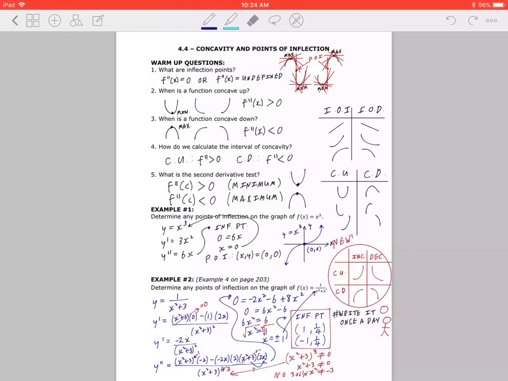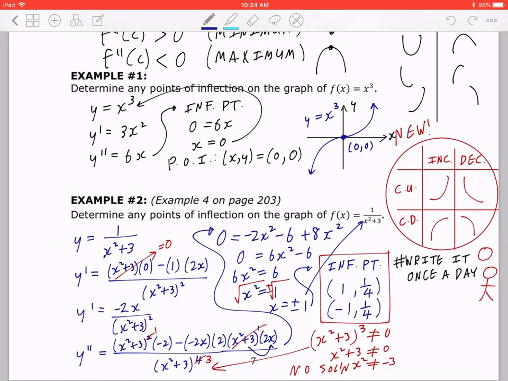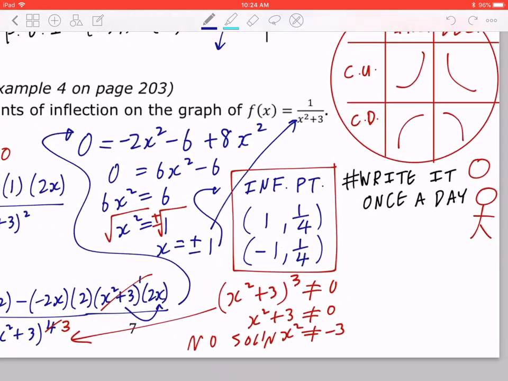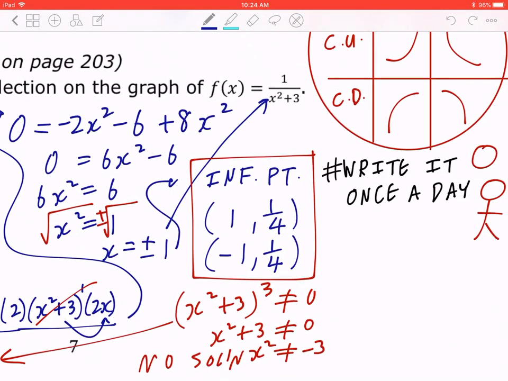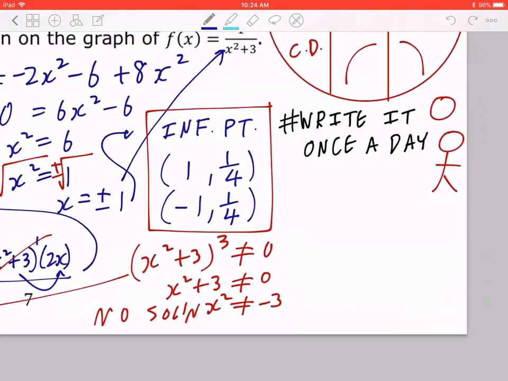Hi everyone, this is the video lesson for 4.4, Concavity and Points of Inflection, Part 2. Now if you haven't watched Part 1 yet, make sure you go back and watch it first before continuing with this Part 2 video. In the first part we ended with example number 2.